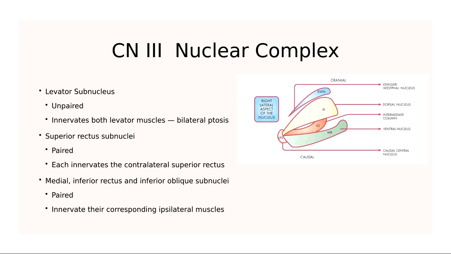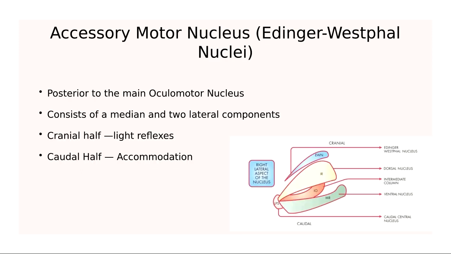It's a single nucleus that innervates both levator muscles, and thus if you have a nuclear third nerve, then both your levator muscles would be affected and you'd have bilateral ptosis. Your superior rectus subnuclei are paired and each innervates the contralateral superior rectus. Your medial rectus, inferior rectus and inferior oblique subnuclei are paired and they will innervate their corresponding ipsilateral muscles.